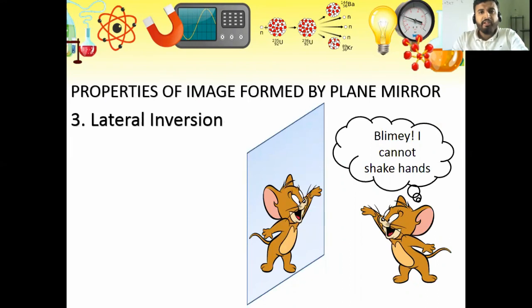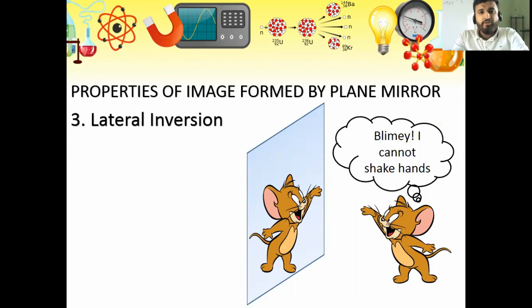Another important property, the third property, is lateral inversion. Lateral inversion means the left hand side of the object appears to be right and the right hand side of the object appears to be left. That is the reason we cannot shake hands with our image which we observe in the mirror.